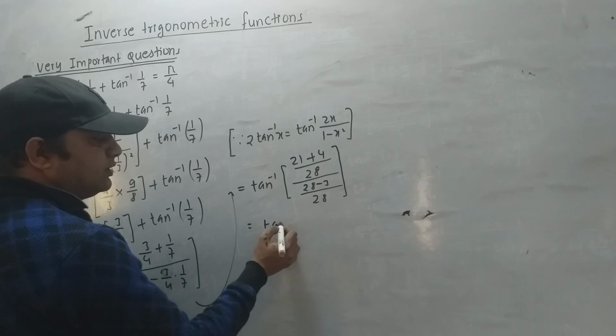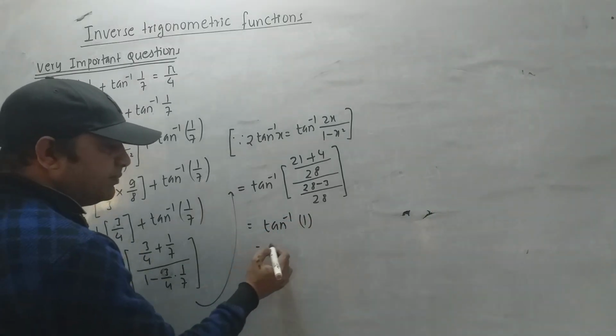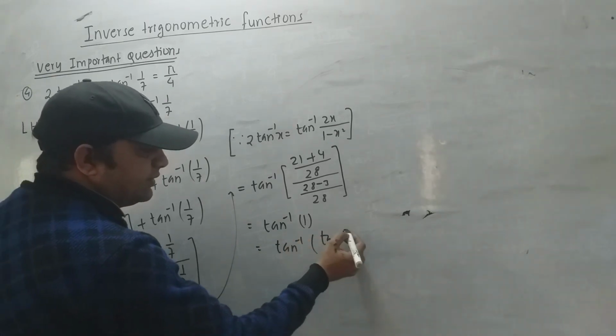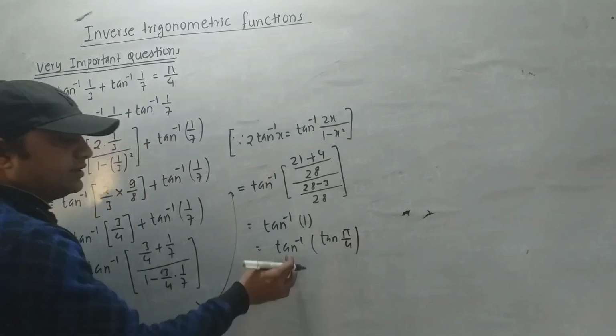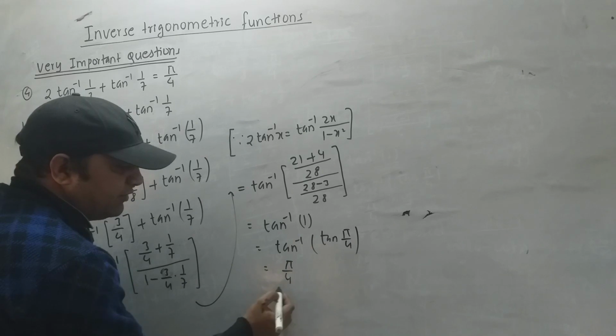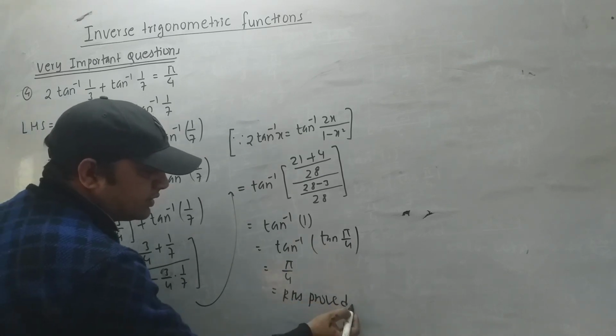So you are left with tan inverse 1. For this one you can replace that, as tan inverse 1 is tan 45 degree. So write here tan pi by 4. Tan inverse and tan cancel the effect of one another. Now here it is pi by 4 left. So this is our required right hand side, proved.